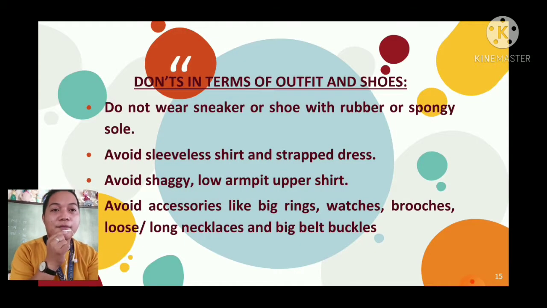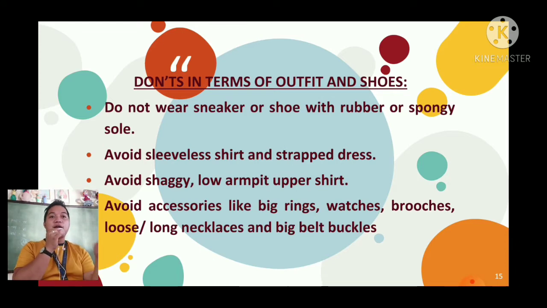Before we proceed, we have some don'ts in terms of outfits and shoes. Do not wear sneakers or shoes with rubber or spongy soles. Avoid sleeveless shirts and strap dresses. Avoid shaggy, low armpit, upper shirts. Avoid accessories like big rings, brooches, long necklaces, and big belt buckles because they can cause you an accident.